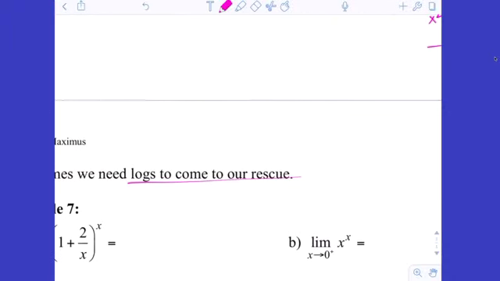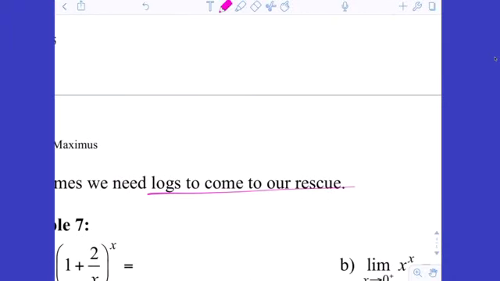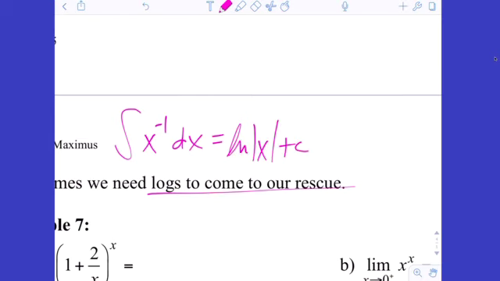But we've already seen how logs come to the rescue to us, right? For instance, if we're integrating x to the negative first, dx, and we try the power rule, we get x to the 0 divided by 0. This is the only time the power rule doesn't work. Who comes to our rescue? The natural log, right? So logs come to the rescue.